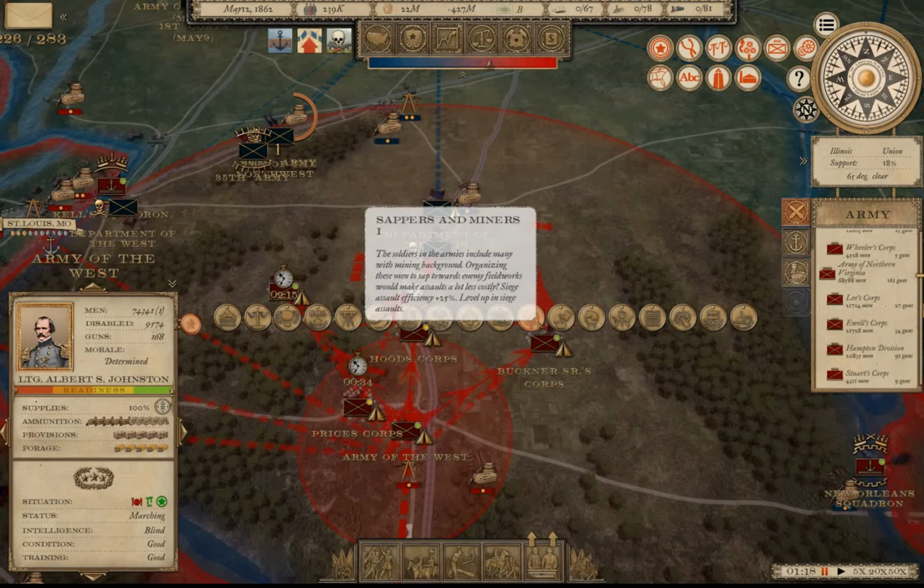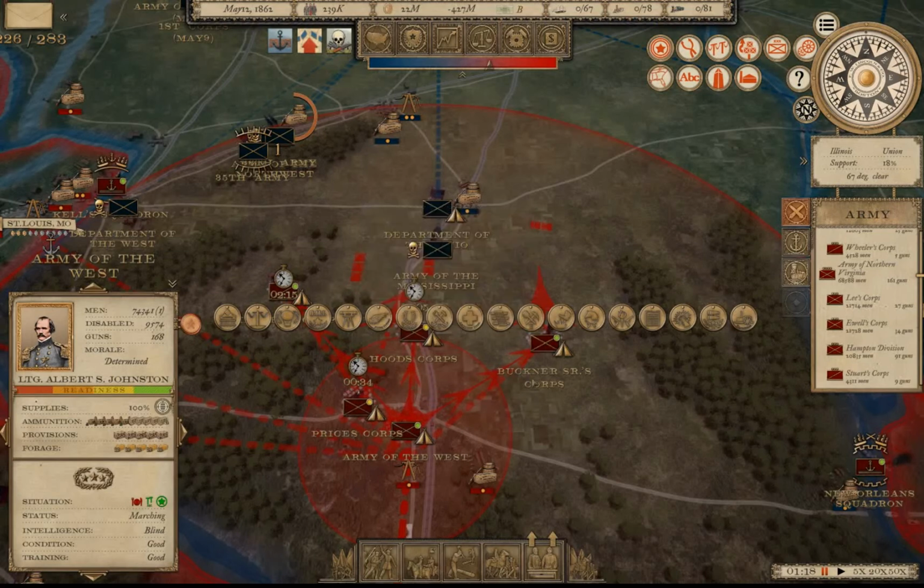Sappers and miners. Soldiers in the armies include many with a mining background. Organizing these men into sappers towards enemy fieldworks makes assaults a lot less costly. Siege assault efficiency plus 25%. Level up in siege assaults.